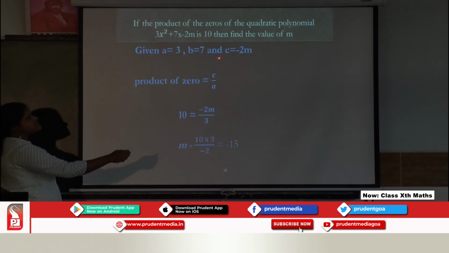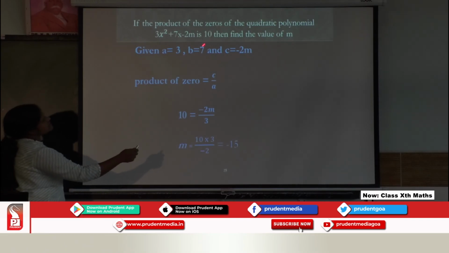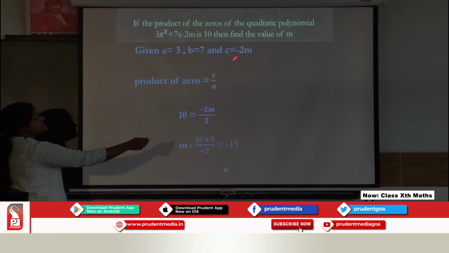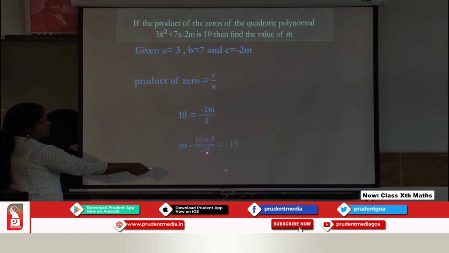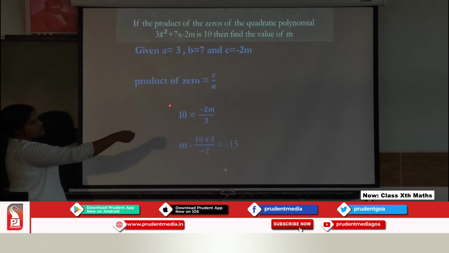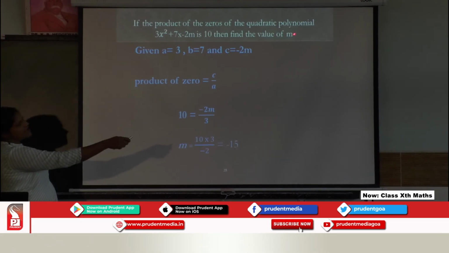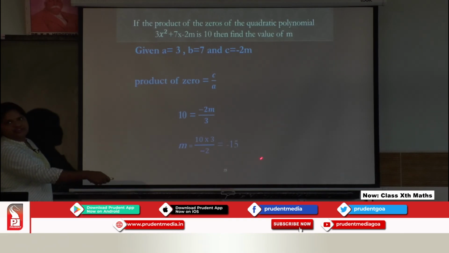Product of zeros formula is c upon a. So, we substitute now. Product of zeros is given as 10. The answer is already given. So, product of zeros is 10. c is given as negative 2m. a is given as 3. So, just cross multiply, 10 into 3 divided by negative 2. Therefore, your m will be negative 15. So, here this product of zeros is given. The only thing you have to identify is this last term. So, they have asked you to find the value of m. So, the value of m is negative 15.